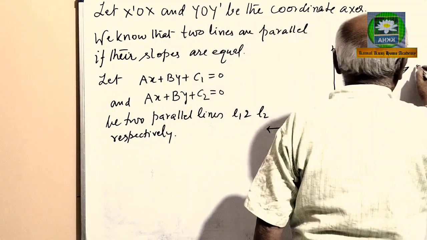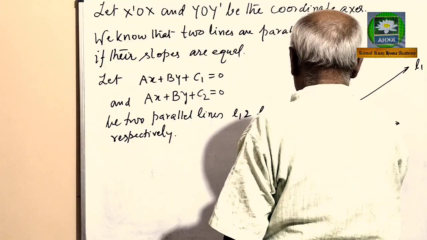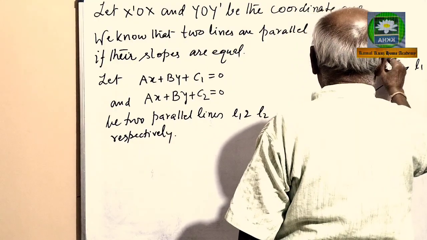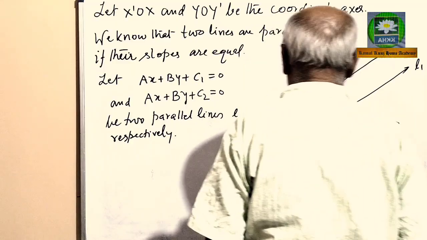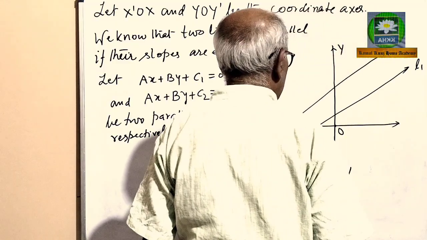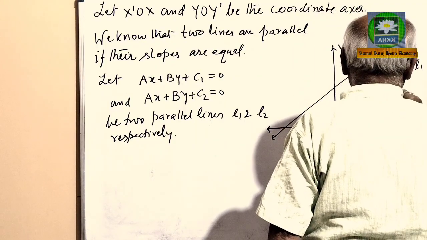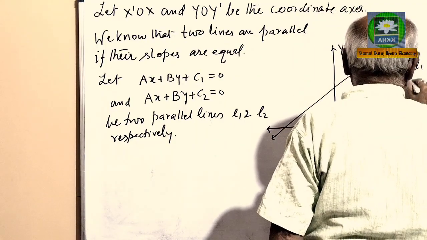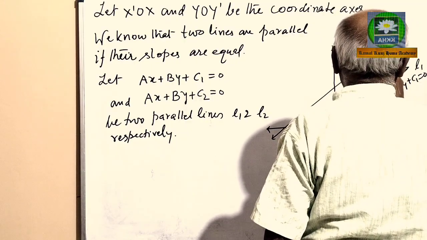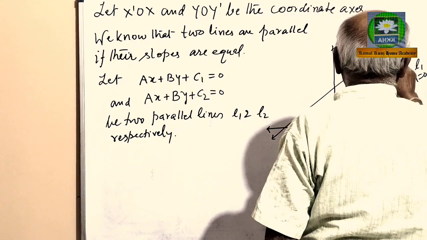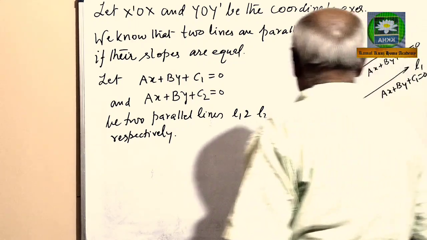So this is L1, this is L2. L1 is represented by ax plus by plus c1 equal to 0, and this is ax plus by plus c2 equal to 0.